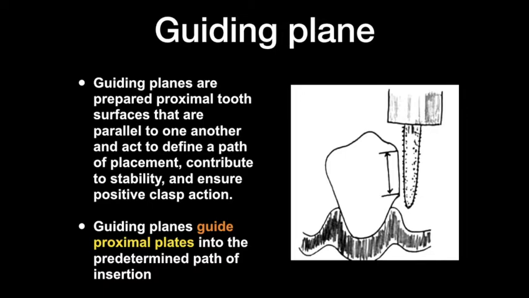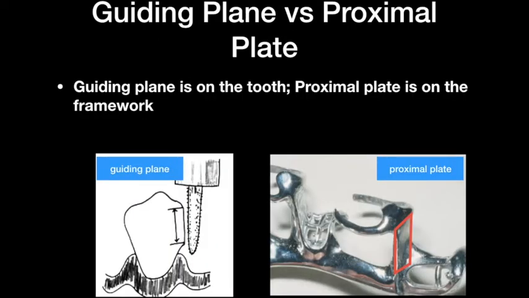And here you see on the slide that the guiding plane guides the proximal plates of the removable partial denture into a predetermined path of insertion. So what does the proximal plate mean? Remember in the past we talked about the rest and rest seat. We said the rest is on the framework, and the rest seat is the prepared surface over the tooth. So the guiding plane and the proximal plate are the same idea. The guiding plane is the surface you prepare over the tooth. The proximal plate is a component on the removable partial denture framework. So basically this guiding plane makes sure that when your partial denture is seated, those proximal plates can follow that guiding plane to be seated.